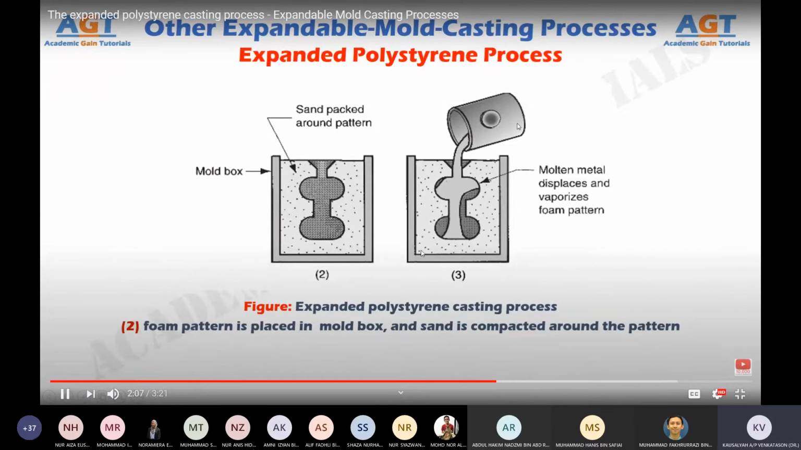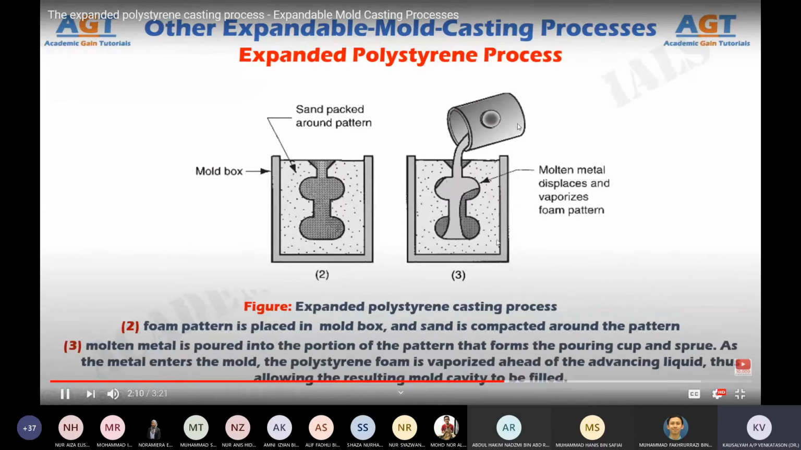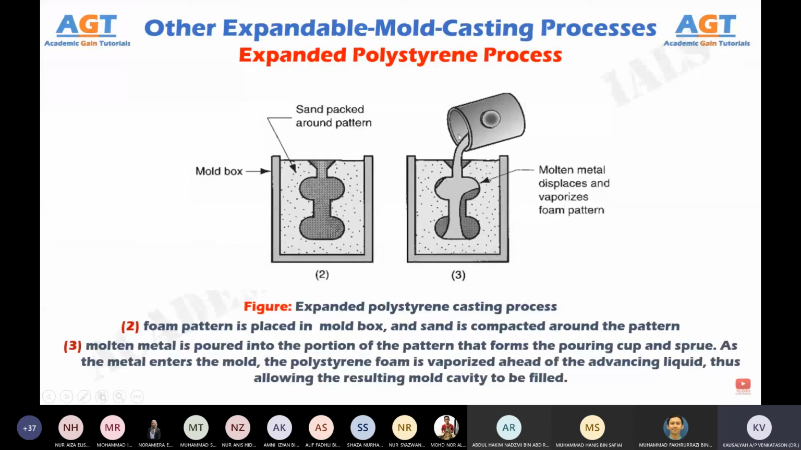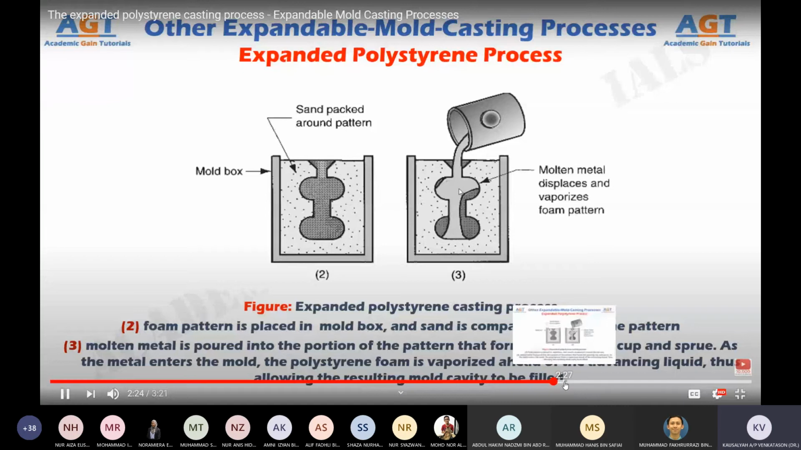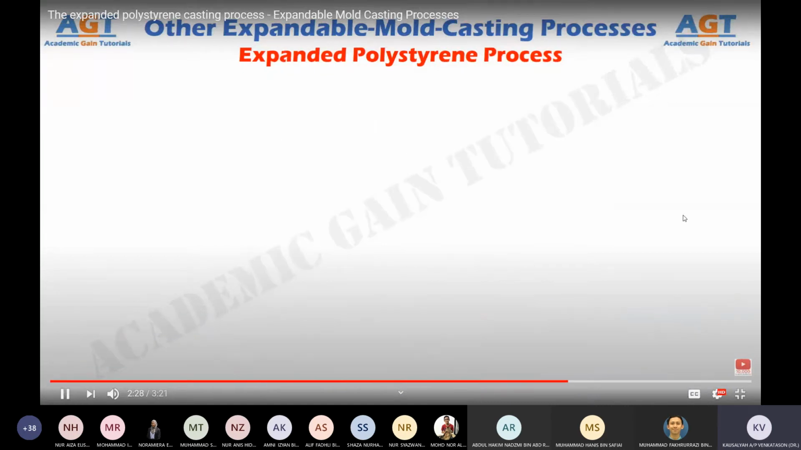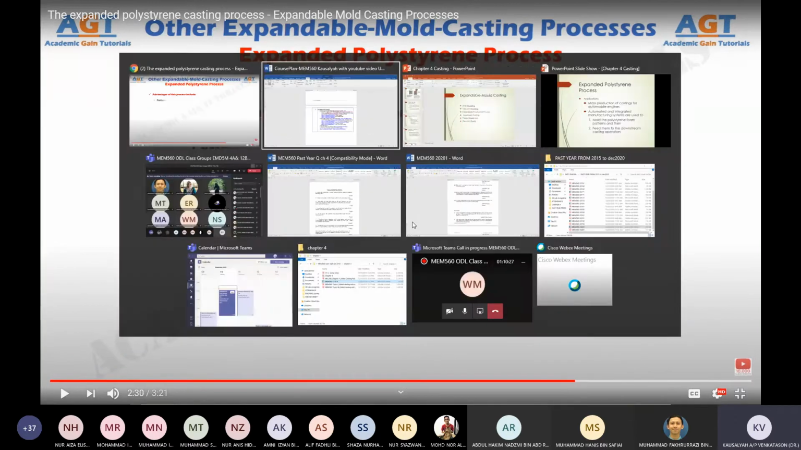Figure 3 shows the third and final step in the expanded polystyrene casting process, where molten metal is poured into the portion of the pattern that forms the pouring cup and sprue. As the metal enters the mold, the polystyrene foam is vaporized ahead of the advancing liquid, thus allowing the resulting mold cavity to be filled. Advantages of this process include pattern. Okay, so we already discussed the advantage earlier.